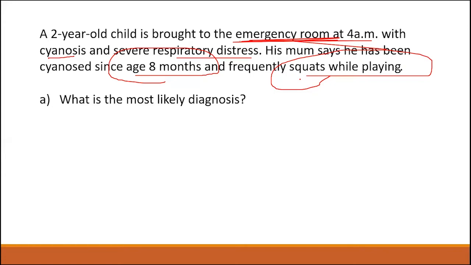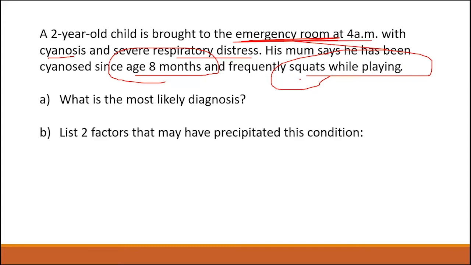Tetralogy of Fallot. Some say Fallot or Fallot. We also call it hypercyanotic spell. So that is our likely diagnosis. It involves 4 defects. So go and look for those defects.